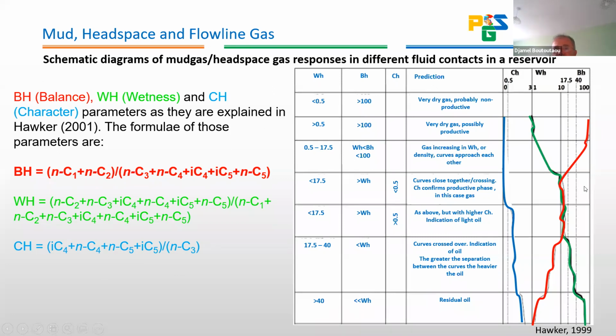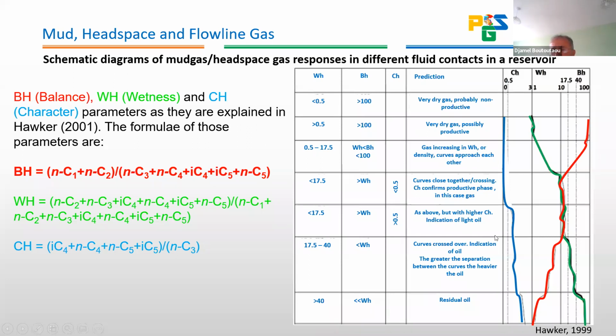So when we plot these parameters obtained from mud gas, headspace, or flow line gas against depth, by looking at the profile of these parameters, of these ratios, we can define different zones of hydrocarbons.